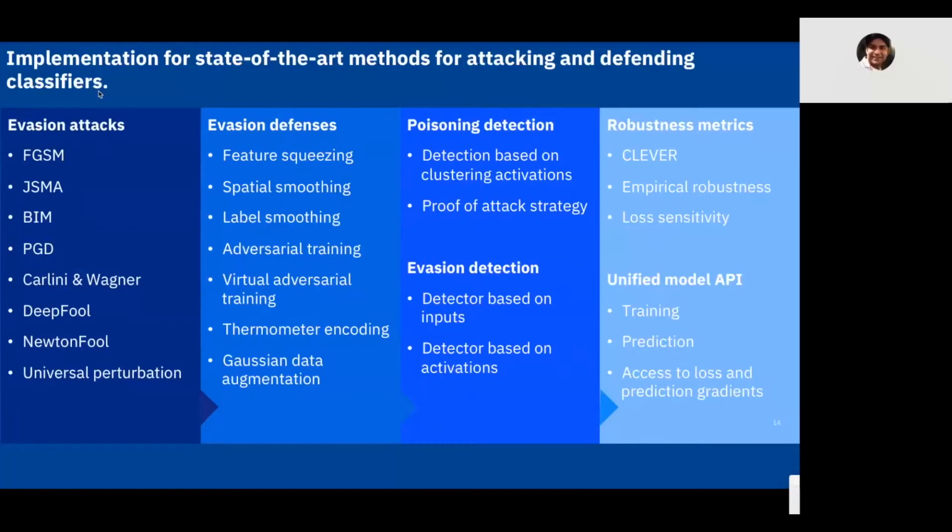And these are some of the attack and defense methods which are listed. If you need to know more details, we have separate talks on this. We can point to more detailed slides where we can explain. Plus, it's available on GitHub, so you can go and read.